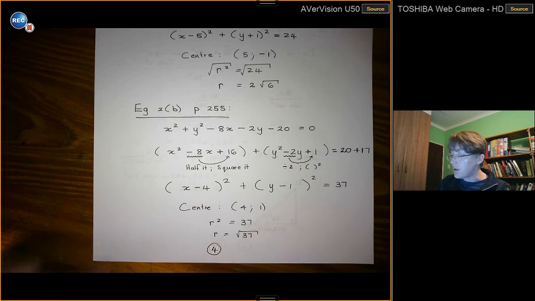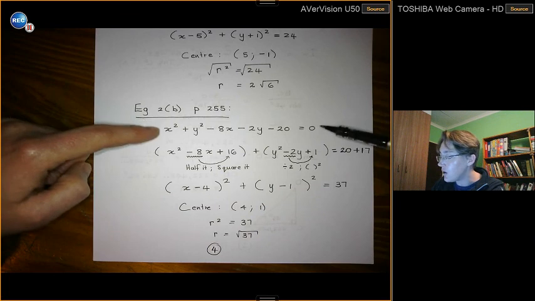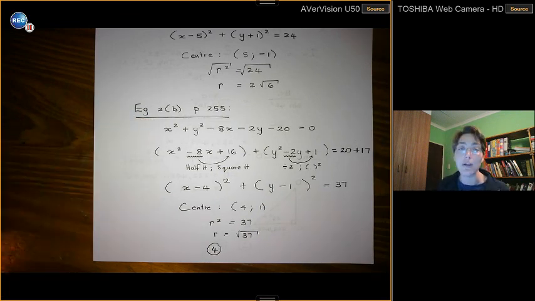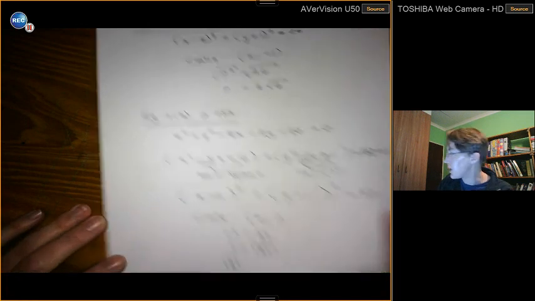So I did put quite a few of these ones in the homework because you do need to practice them. You please need to know how to convert from the non-standard form of a circle equation into the standard form by doing that quick completion of the square, which hopefully wasn't too tricky.